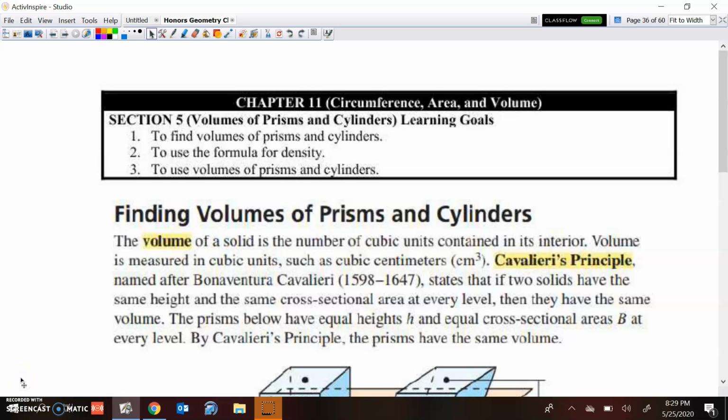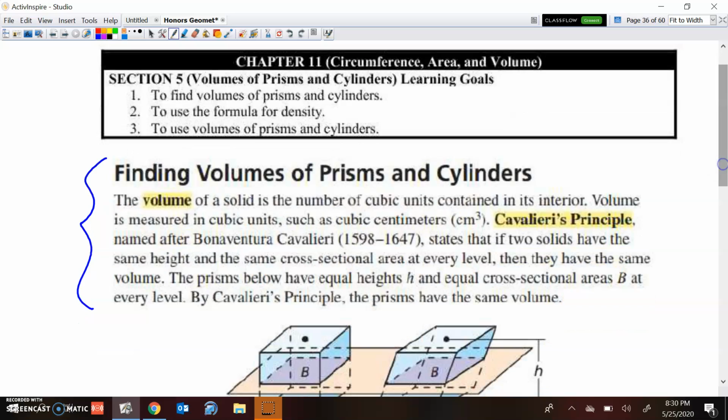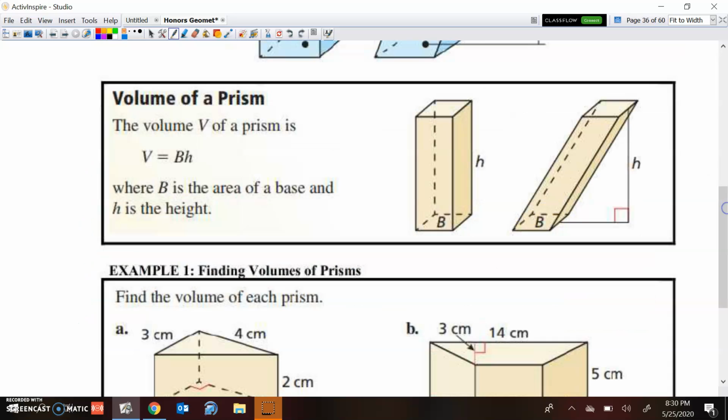Lesson 11.5. So we're going to continue to look at circumference, area, and volume as this chapter says. Now we're going to focus on volumes of prisms and cylinders. So this first little blurb, like we've seen in this pattern thus far this chapter, explains where the formulas come from. So the idea of the volume of a prism, which maybe you already know, the formula is the area of the base times the height.